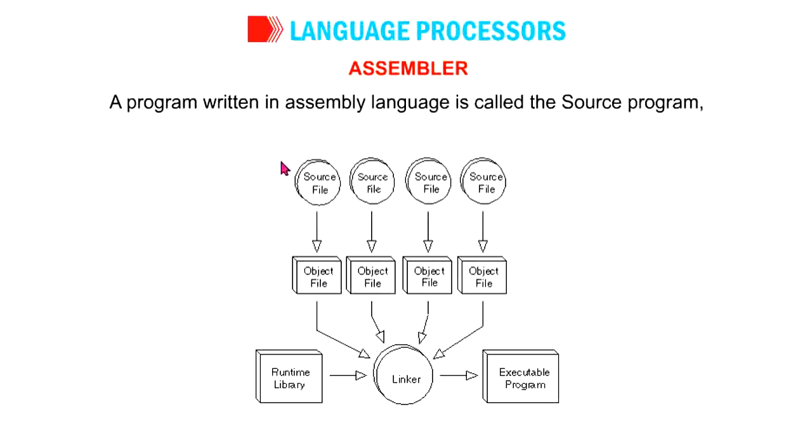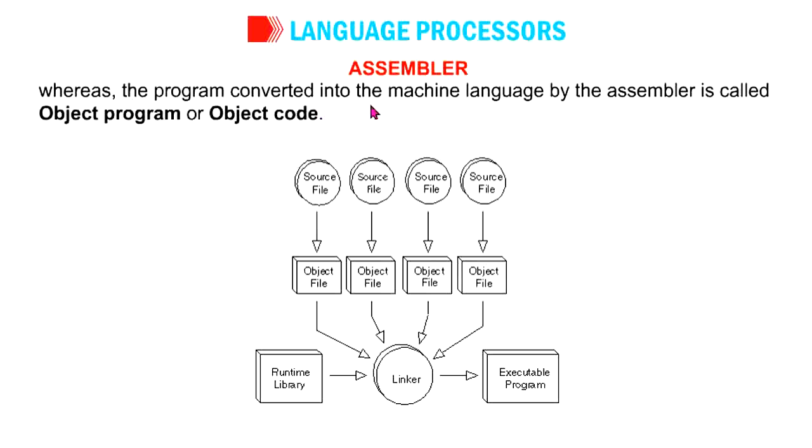Any program written in assembly language or high-level language is called a source program or source code. A program written in any high-level language other than machine language is called a source program. Whereas the program converted into machine language by the assembler, compiler or interpreter is called an object program or object code. Is it clear? The converted program in machine language is called object code. If you have written a program in any language other than machine language, that is called source code.